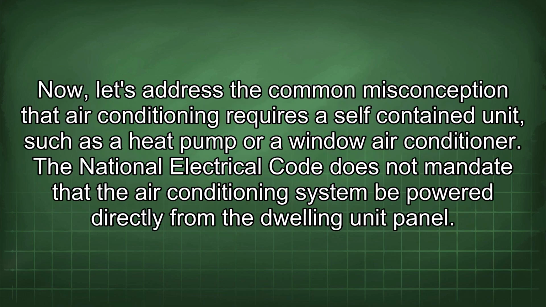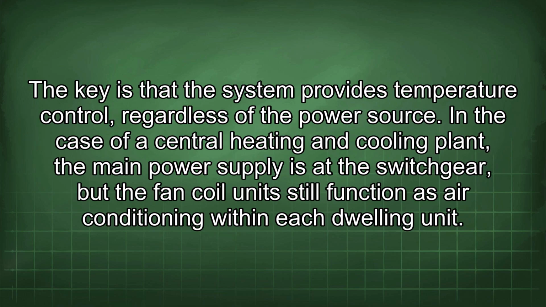Now let's address the common misconception that air conditioning requires a self-contained unit, such as a heat pump or a window air conditioner. The National Electrical Code does not mandate that the air conditioning system be powered directly from the dwelling unit panel. The key is that the system provides temperature control, regardless of the power source. In the case of a central heating and cooling plant, the main power supply is at the switchgear, but the fan coil units still function as air conditioning within each dwelling unit.